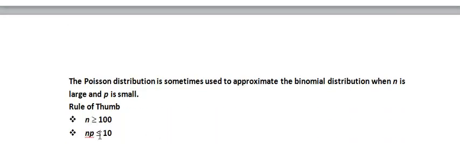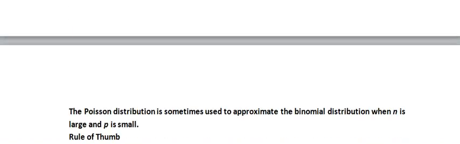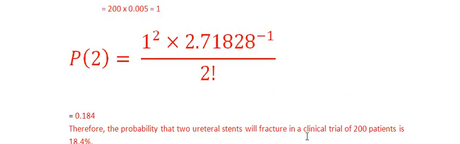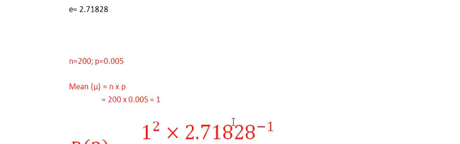And the second requirement is N multiplied by P should give you a value less than or equal to 10. So N multiplied by P, which is the mean value, in this case is 1. So it is definitely less than 10. So we can use the binomial distribution formula to calculate the probability of two urethral stents fracturing in this case.